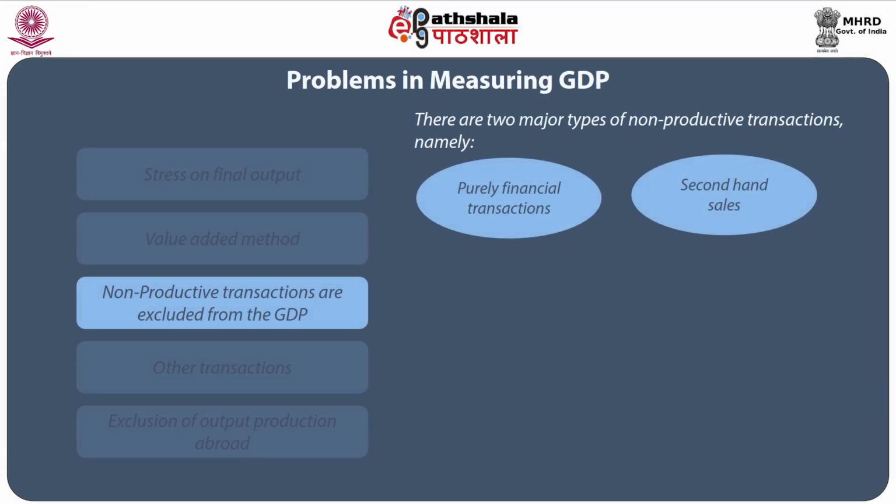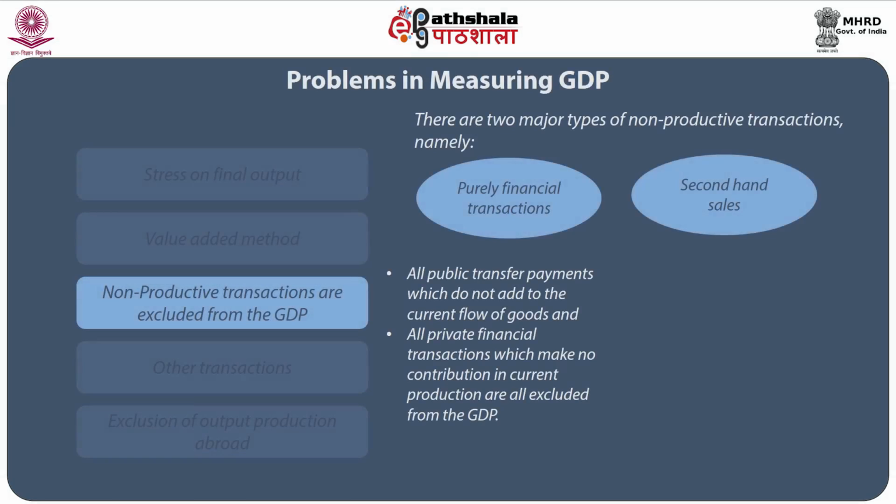Let us discuss non-productive transactions, which are excluded from the GDP. In order to measure the economic well-being of a society in a year, the non-productive transactions are to be excluded from the gross domestic product. There are two major types of non-productive transactions, namely 1. Purely financial transactions, and 2. Second-hand sales.